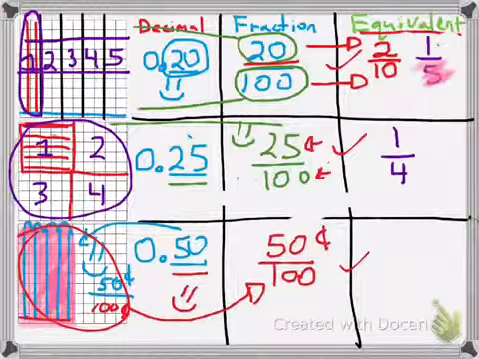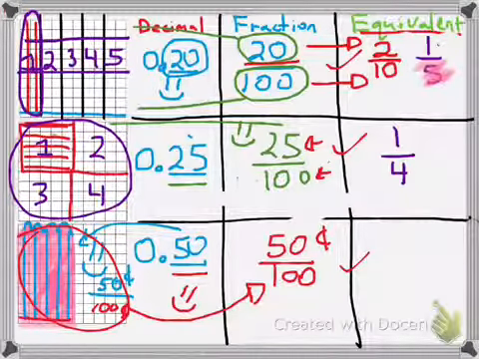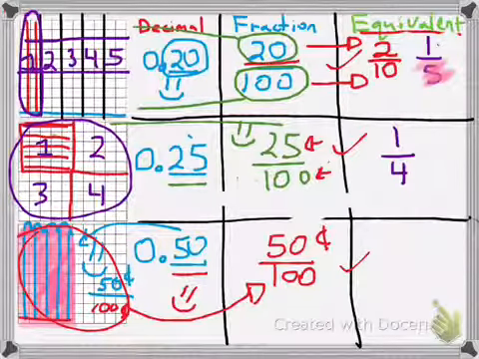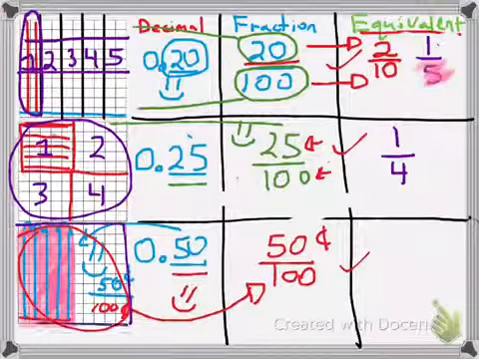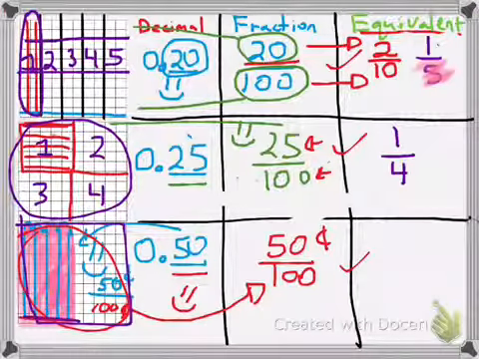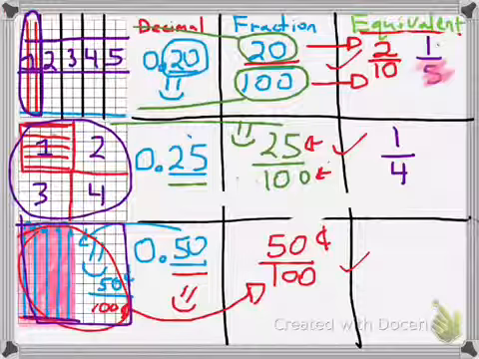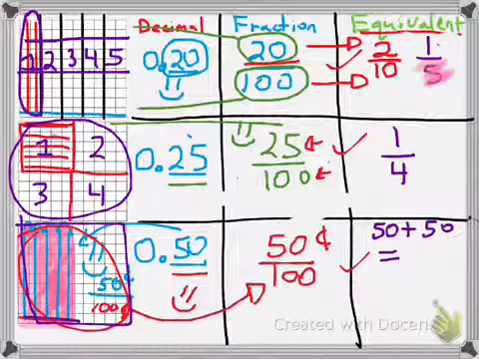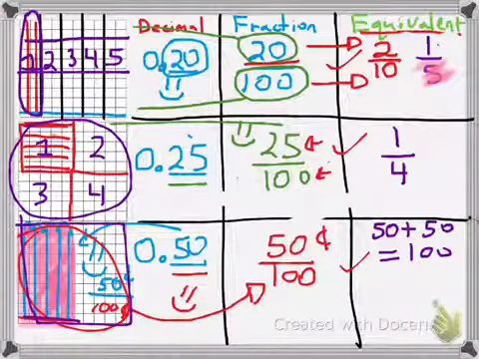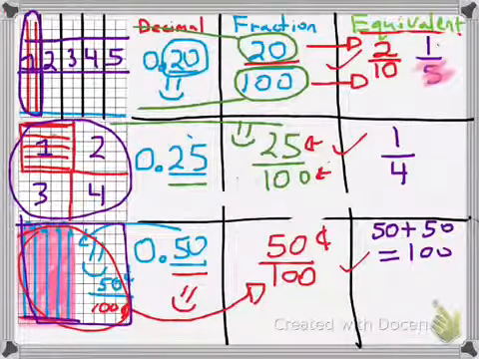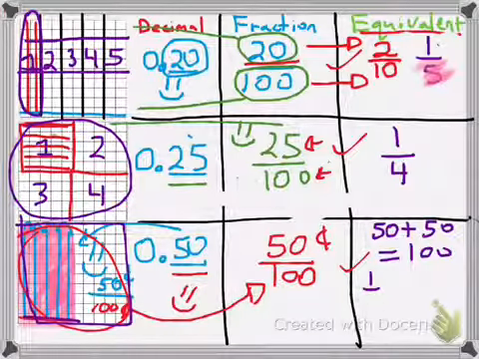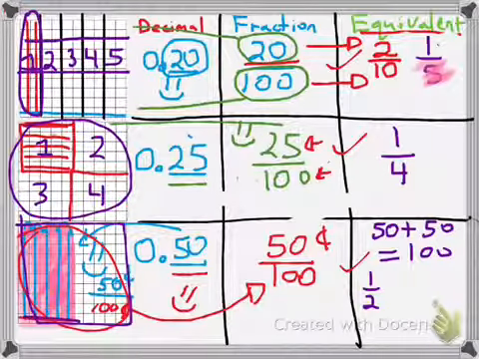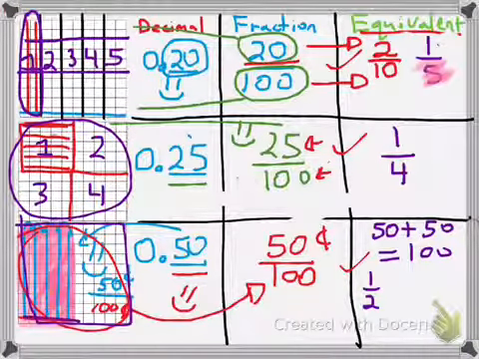Now, if we look at our last hundreds grid at the bottom, we have, in this case, 50 cents out of 100. And if we actually look at our grid, I can see that exactly half the squares are shaded in, because we know that 50 plus 50 equals 100. There are many different fractions that we can make from that, but the simplest one is half.